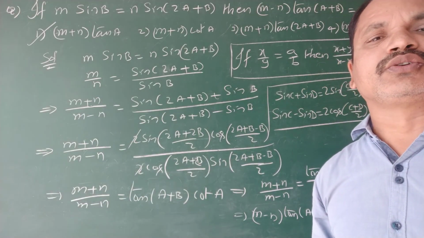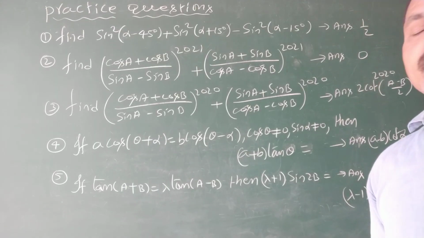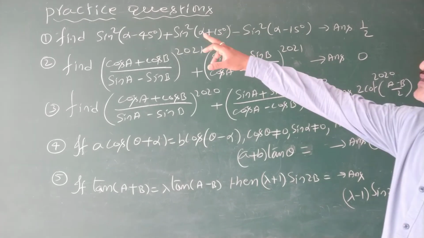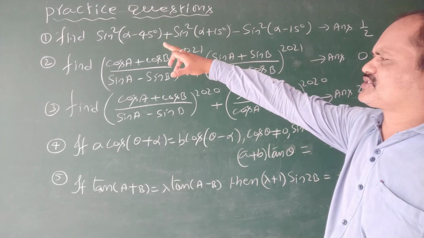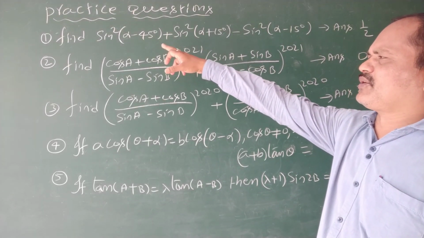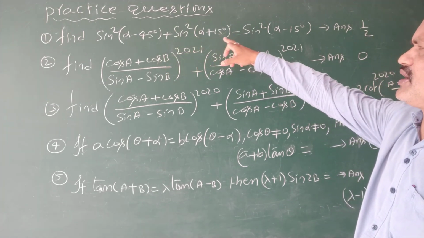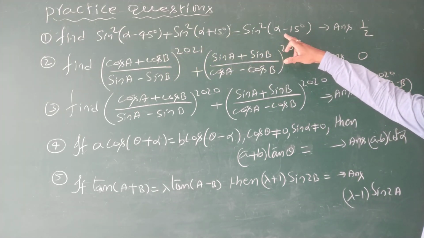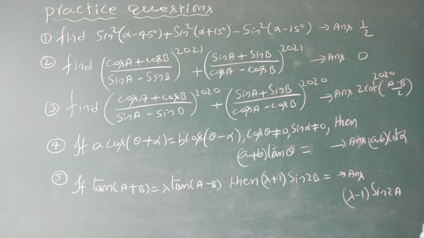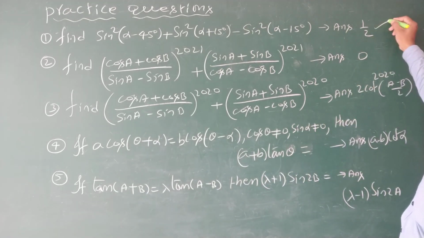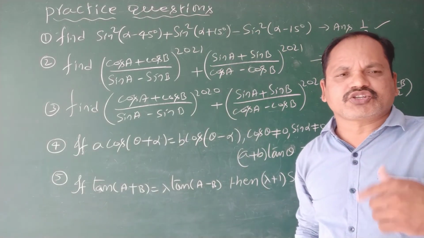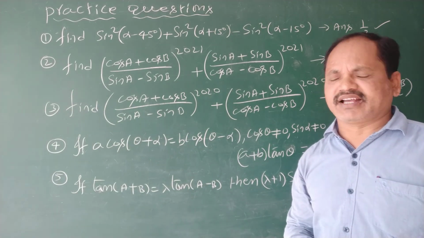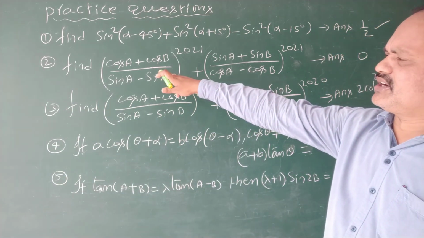Now we are going to practice questions. Now you can practice these questions. The first question: find sin square(alpha minus 45 degrees) plus sin square(alpha plus 15 degrees) minus sin square(alpha minus 15 degrees). The answer for that one is 1 by 2. This is similar to the first question in this class. Now find the next question.